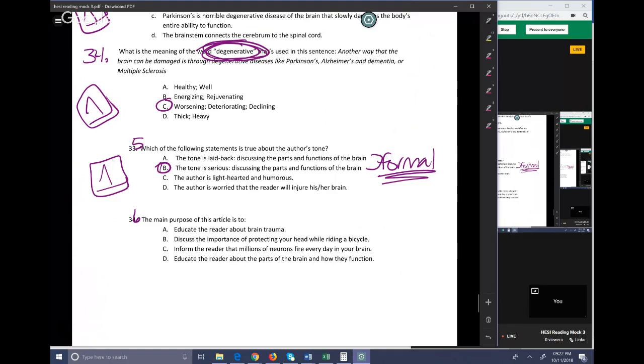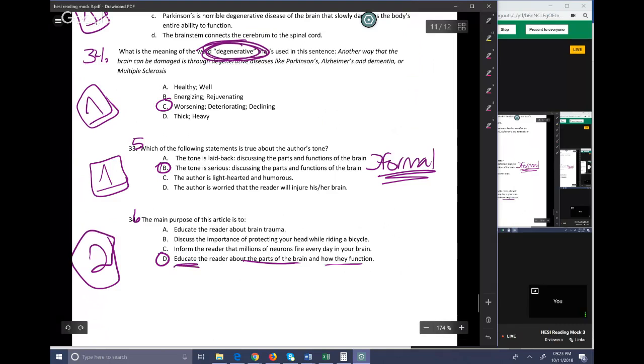36 is what this next question's number should be, comes out of reading 2. The main purpose of the article as a whole is to educate the reader about the parts of the brain and how they function. This is a purpose question that has purpose statements. It doesn't just say to inform, to explain, to persuade, and so on. You end up with an answer that has something that's not a passage type.